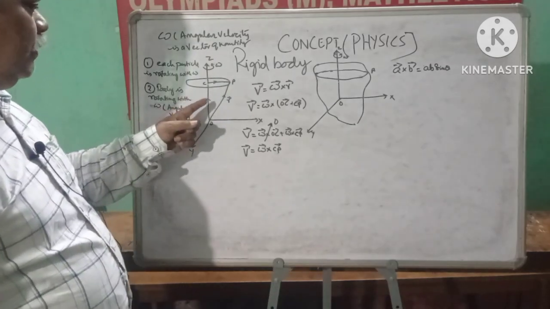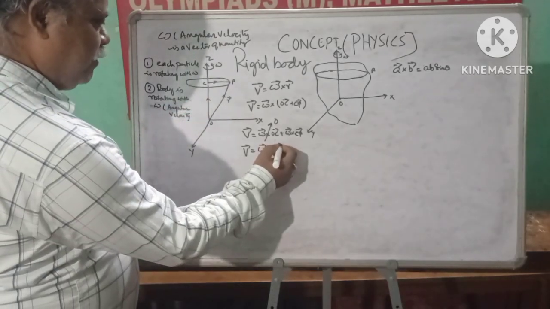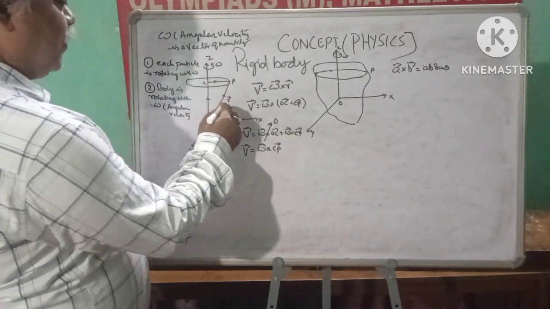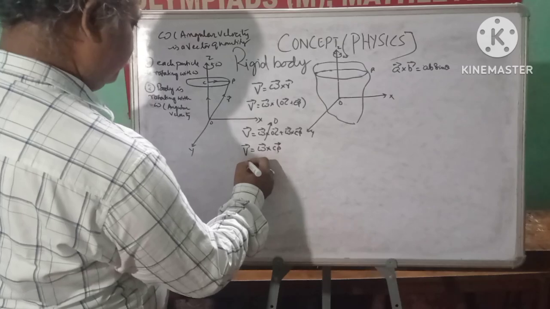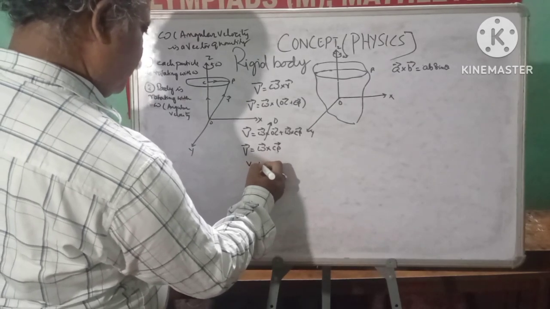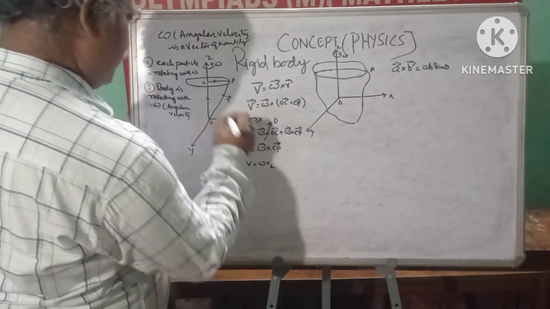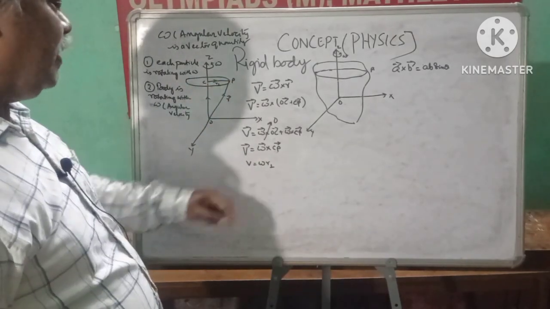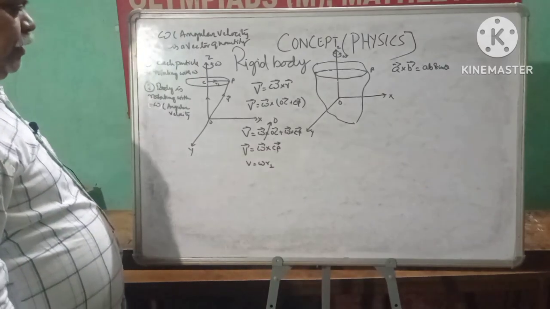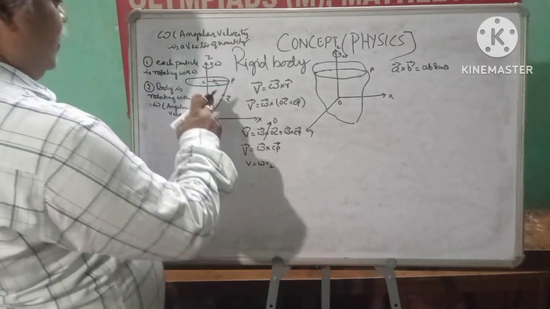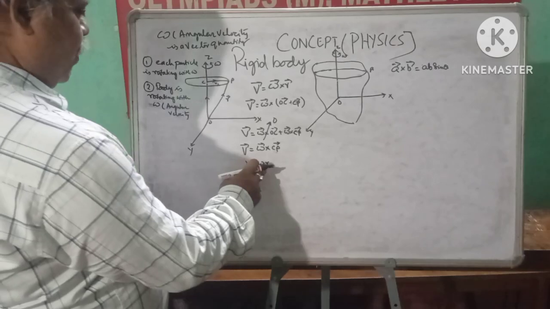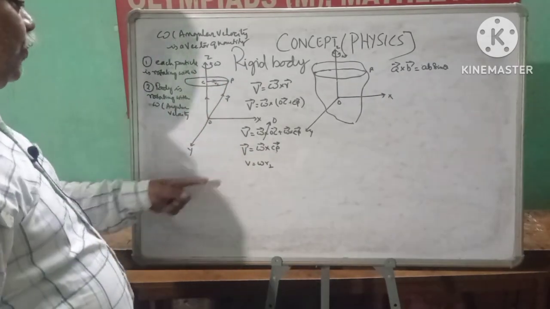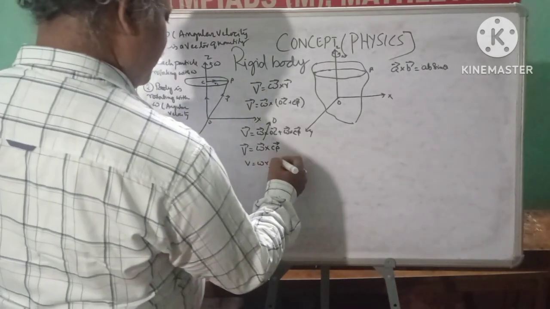So what is this CP vector? This CP vector is the perpendicular component of R vector. So v is equal to omega R perpendicular. This is your R perpendicular. This is your magnitude. So the magnitude is v equals omega times R perpendicular, that is the perpendicular of this. So this is your magnitude.